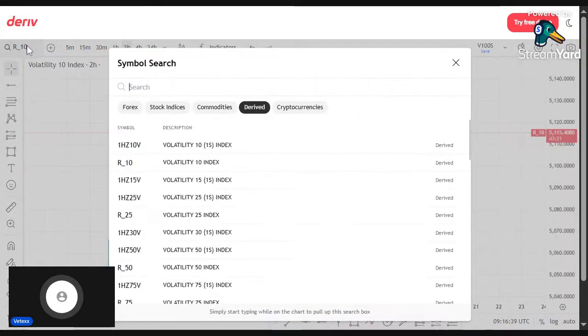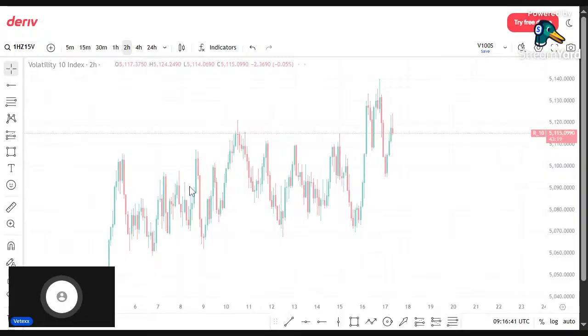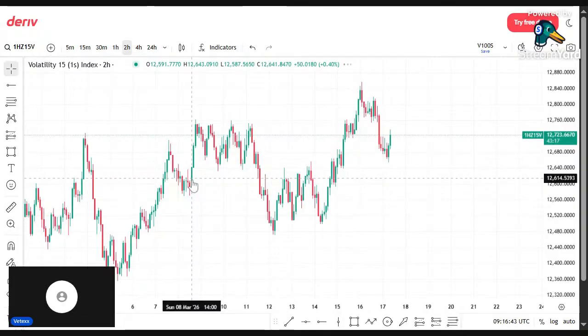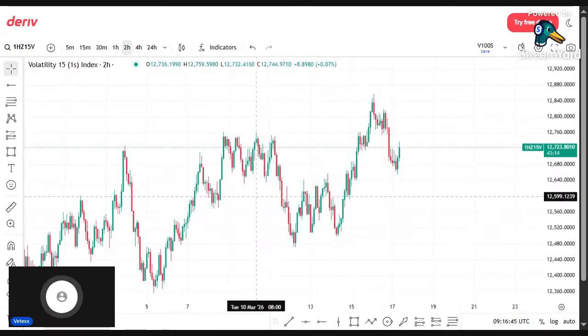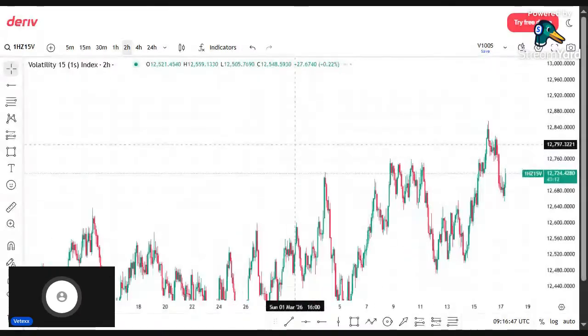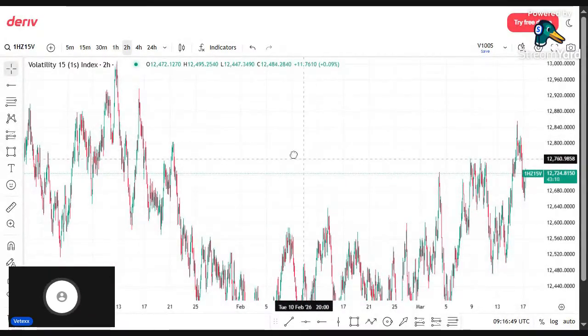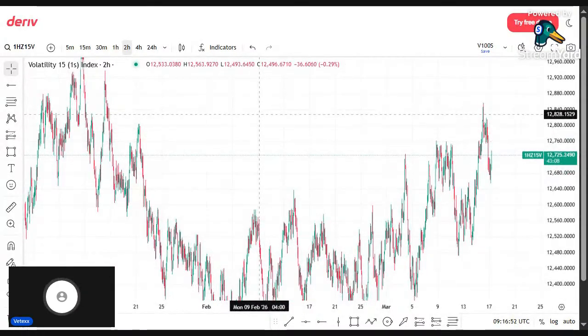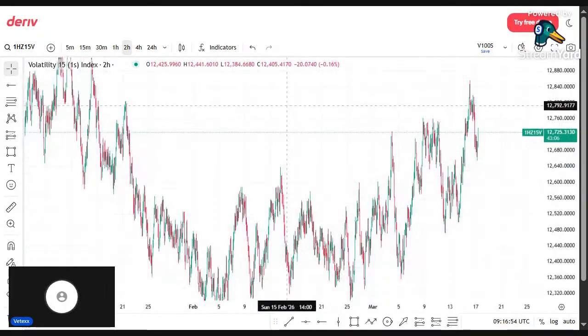So the next pair I'll be checking is V15 index. Like I said, V15 index, we're anticipating a sell on V15 index. Okay, V15 index, we need to sell because why?